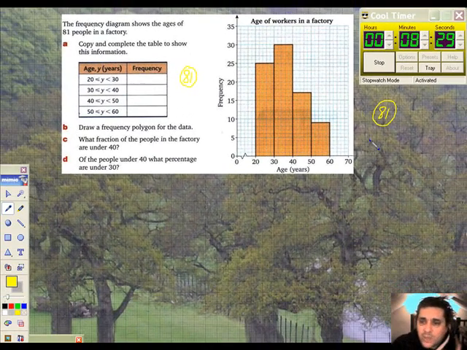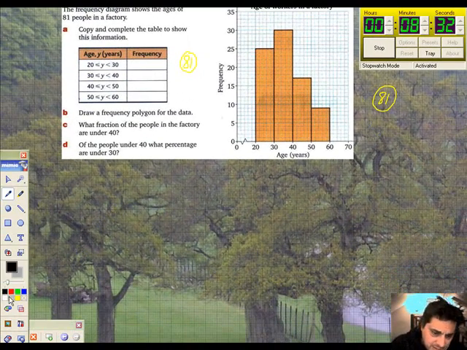Draw a frequency polygon. Well, I'm not going to do that. I'll tell you why I'm not going to do that. It means doing another grid.